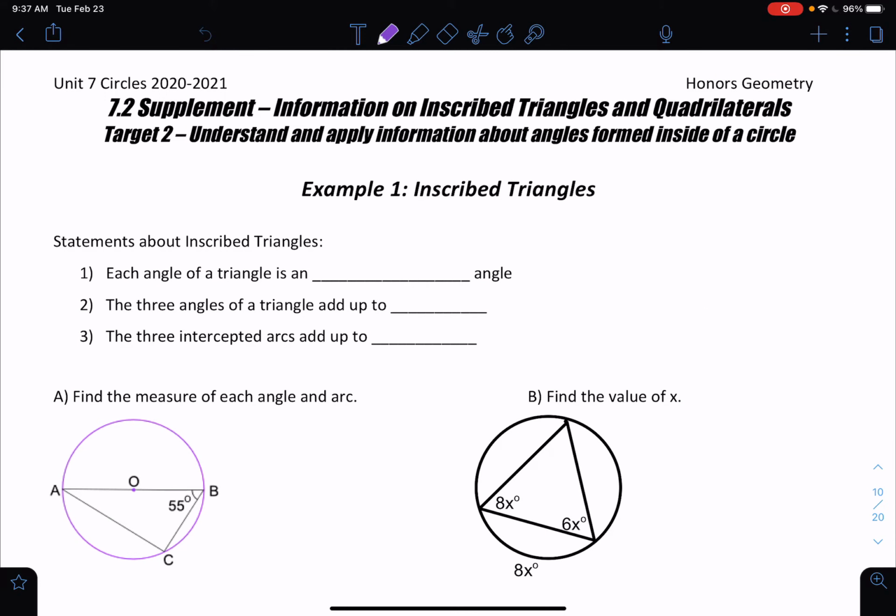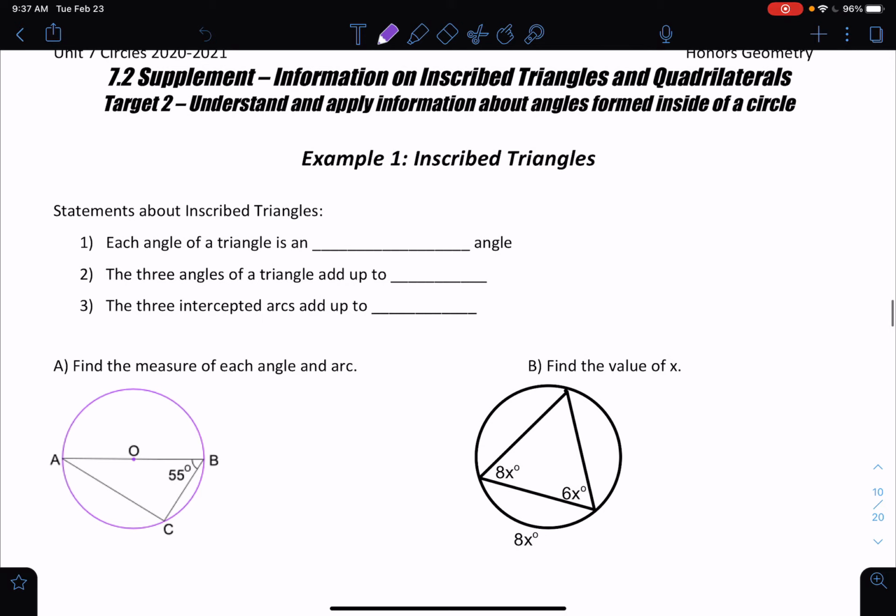In this extra video for angles inside of a circle, we'll be talking about inscribed triangles and inscribed quadrilaterals. So what an inscribed triangle is, and you see two diagrams of them here, is a triangle that is captured within your circle. So each angle of an inscribed triangle is an inscribed angle.